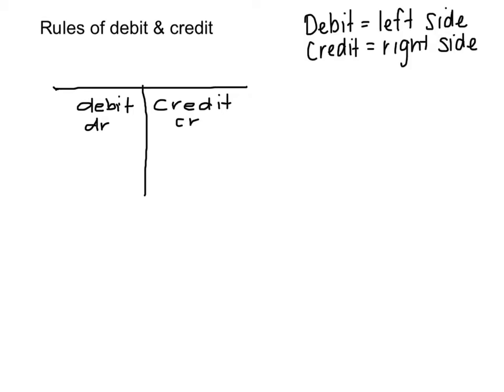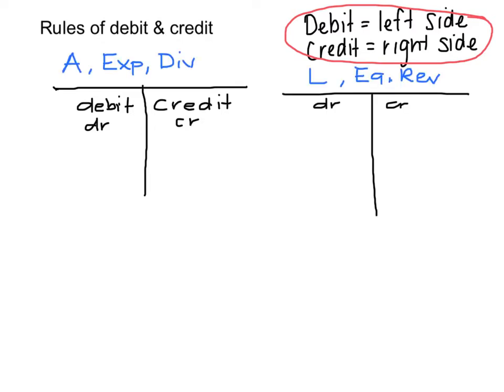What does debit mean? What does credit mean? Debit just means left side and credit means right side. Now we have different rules for different types of accounts when it comes to debit and credit. Let's look at that. I have assets, expense and dividends. They all follow the same rule. Debit side means increase and credit side means a decrease. Now over here I have liabilities, equity and revenue, and they all have the opposite rule, with the credit being the increase and the debit being decrease.